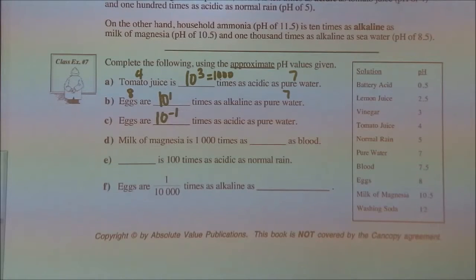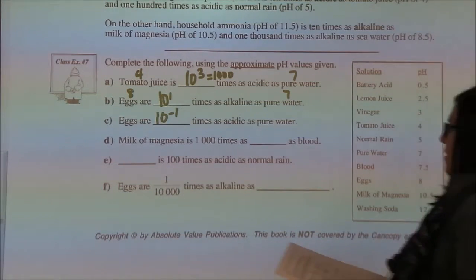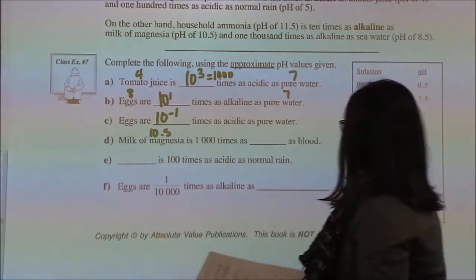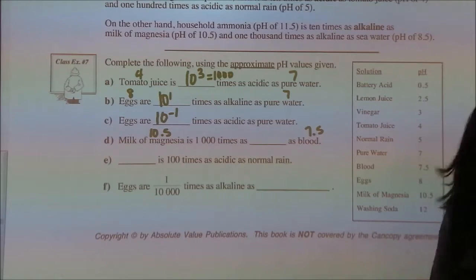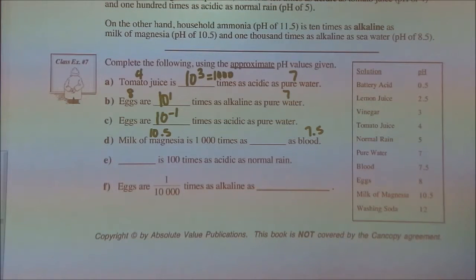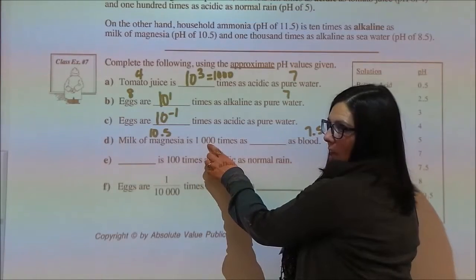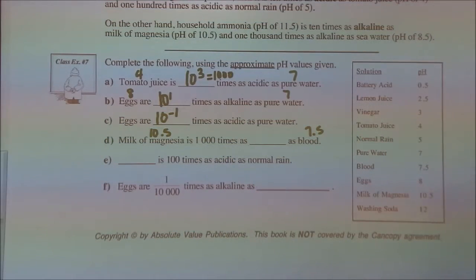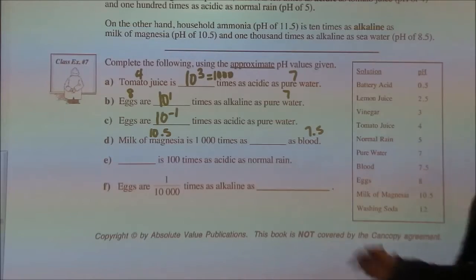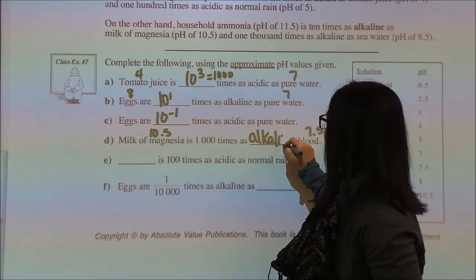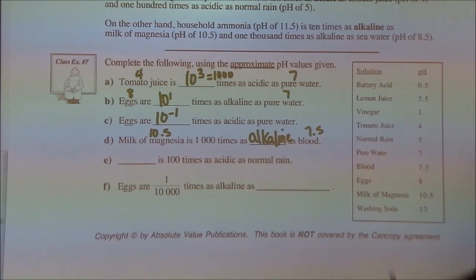Okay. Milk of magnesia is 10.5. And blood is 7.5. So the word that we have to fill in is either going to be acidic or alkaline. Because 3 is my difference, there's my 1,000 times. So milk of magnesia is 1,000 times as blank as blood. Is the word acidic or alkaline? Alkaline. Yep. Because I'm closer to the alkaline end. If it had been 1/1000th times, then it would be acidic, because it's the acidic that is taking over.